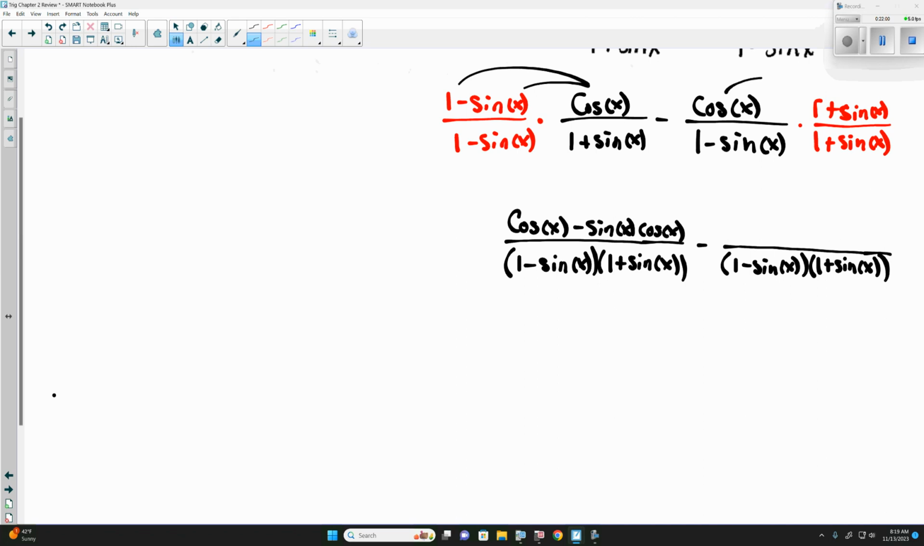Our other, cosine of x times 1 is cosine of x. Cosine of x times positive sine of x is plus sine of x cosine of x.